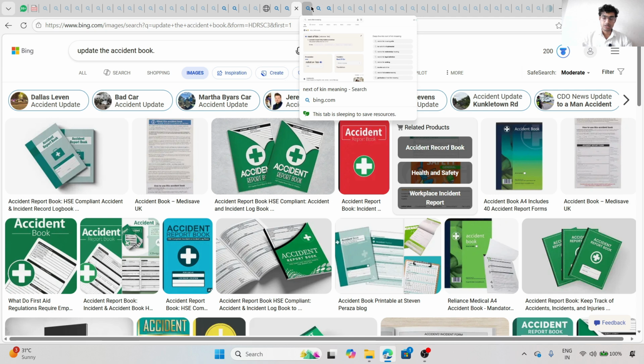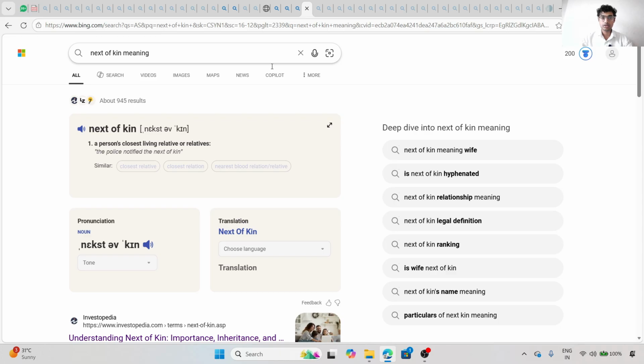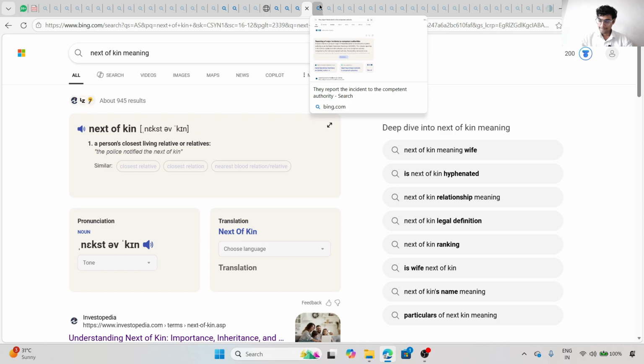Also, the SM is concerned about the workers' well-being. He contacts their next of kin for an update. Now, next of kin is a person's closest living relative or relatives.